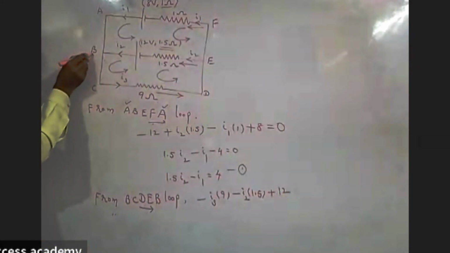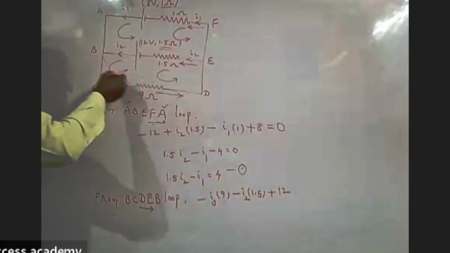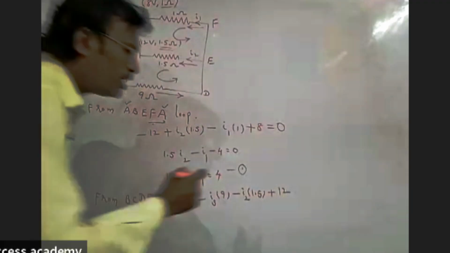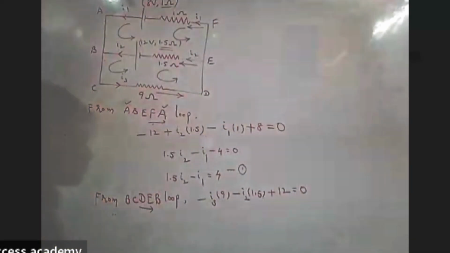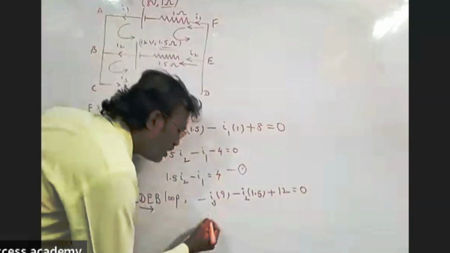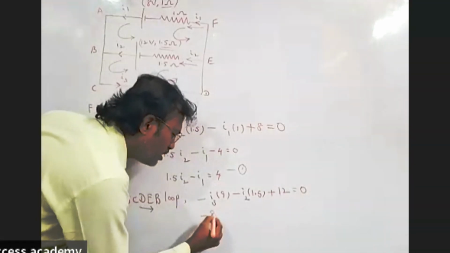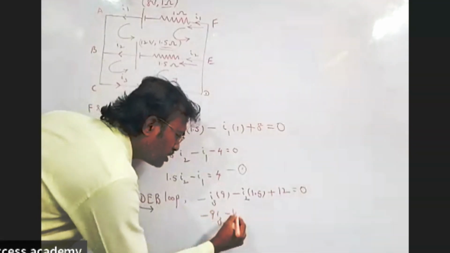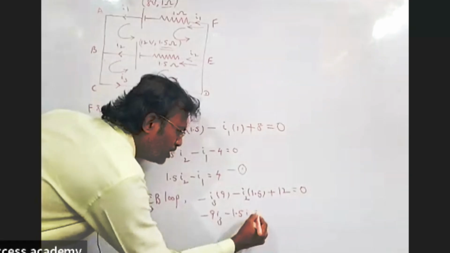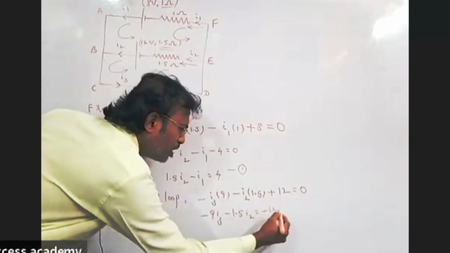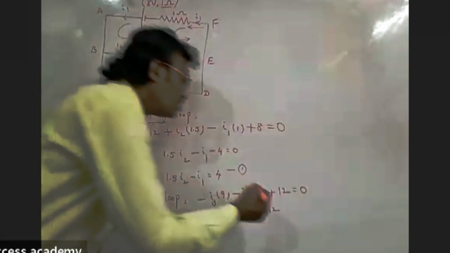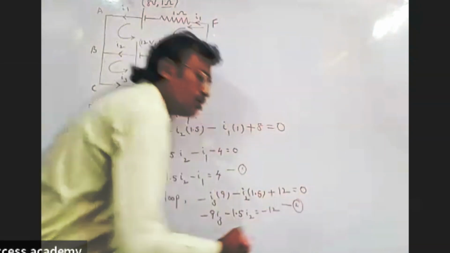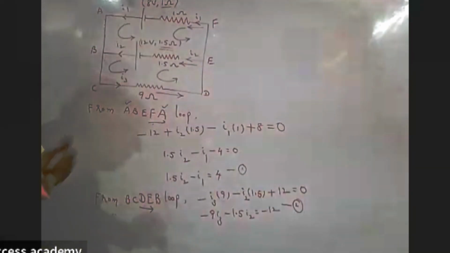Once you started from B and reached B again, the loop is completed. Once the loop is completed, we place it equal to 0. If you solve this, it is minus 9 I3 minus 1.5 I2 is equal to minus 12. This is equation 2.